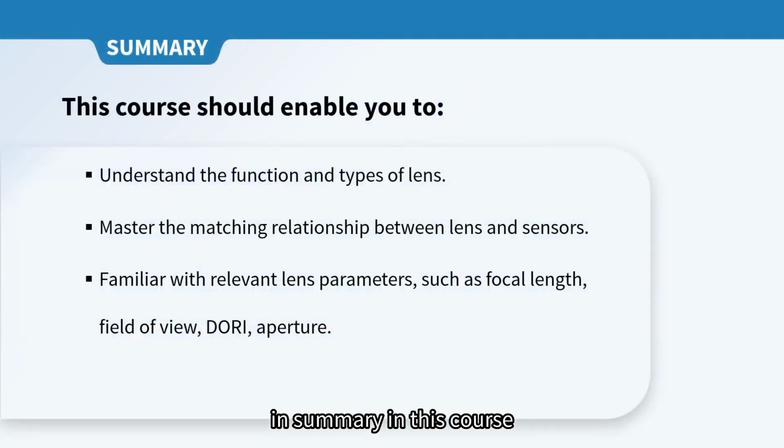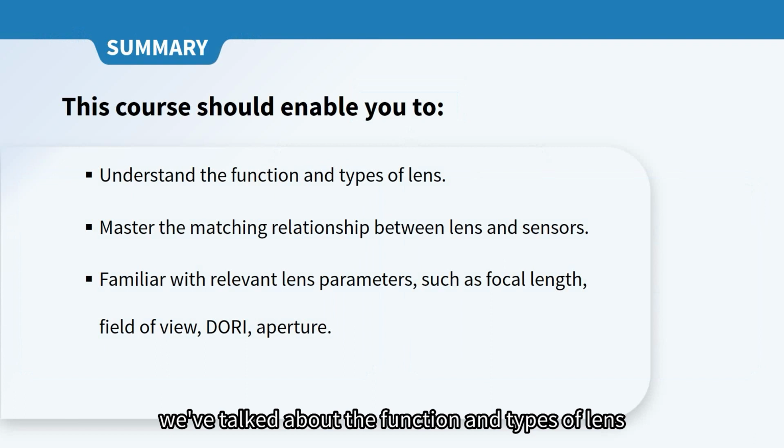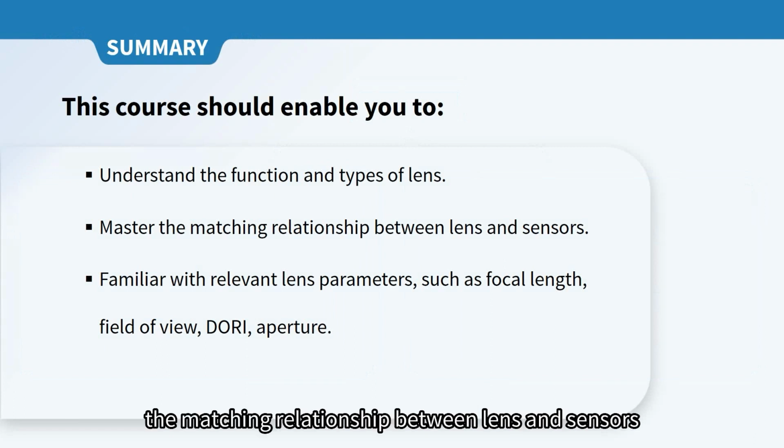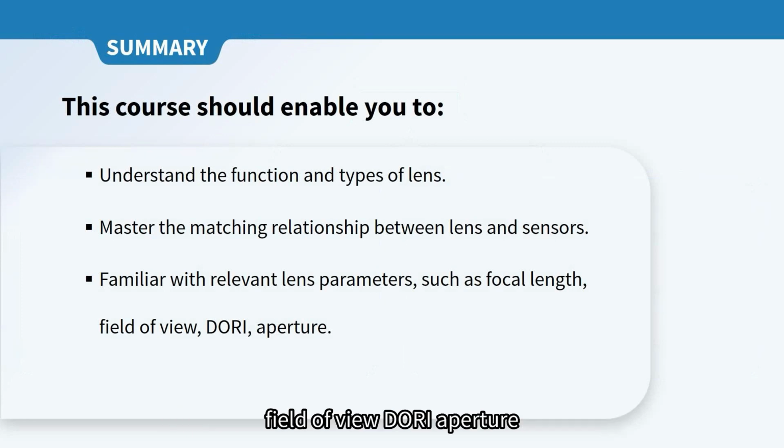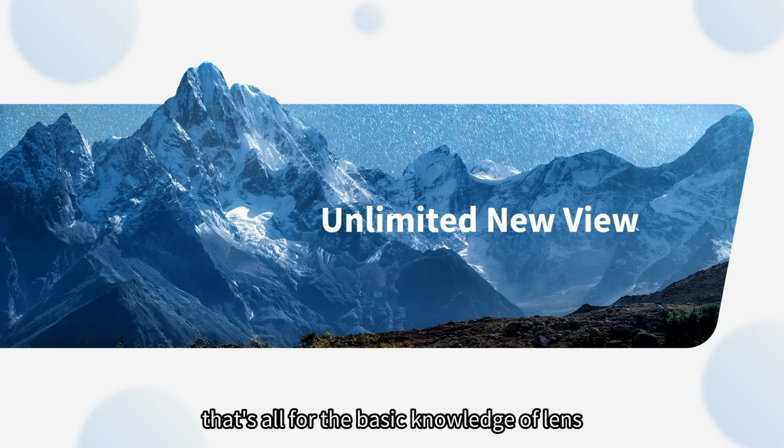In summary, in this course, we've talked about the function and types of lens, the matching relationship between lens and sensors, and the relevant lens parameters such as focal length, field of view, DORI, and aperture. That's all for the basic knowledge of lens.